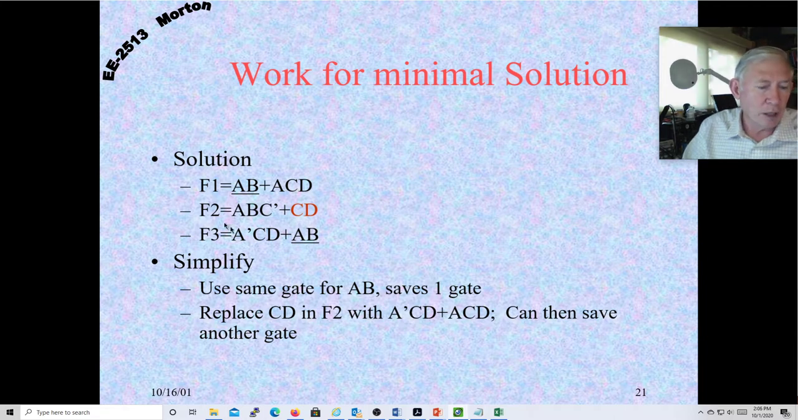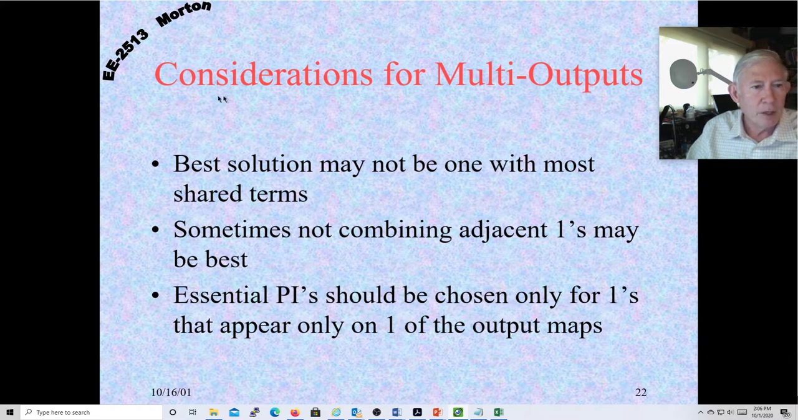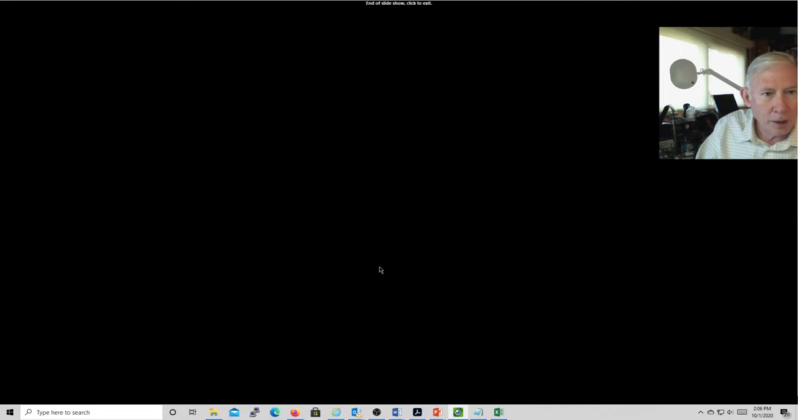And of course we can not only do this with an SOP form, but we can also do it with POS forms as well. So for multiple outputs, the best solution may not be the one with the most shared terms. It might be one where you use terms between functions. All right, that finishes unit 7.